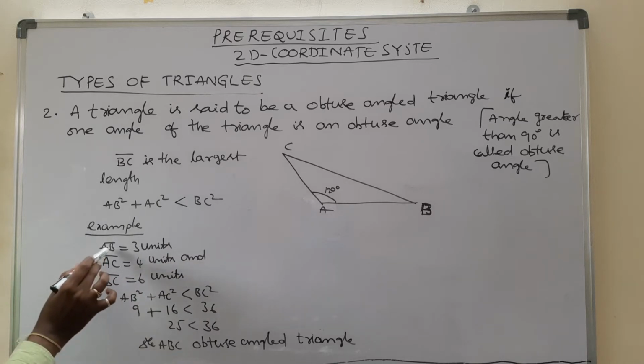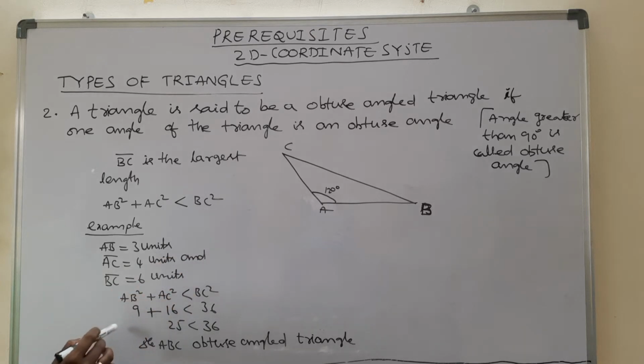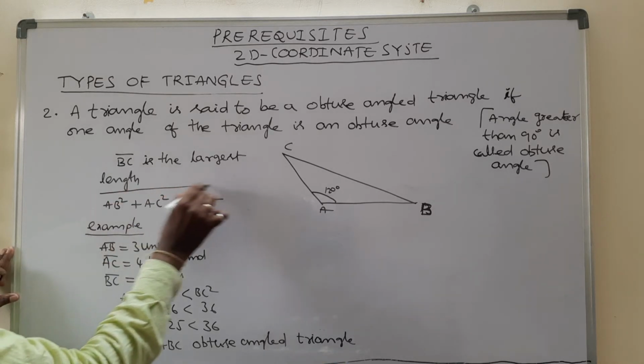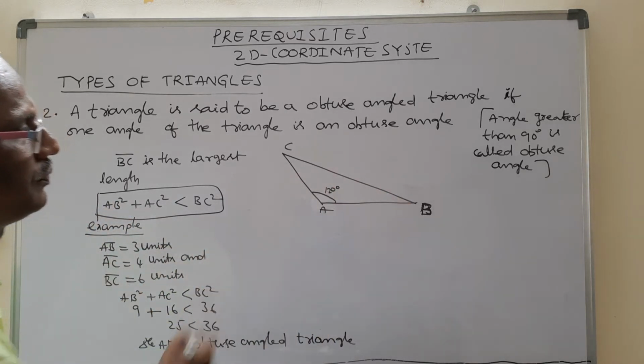For example, here AB equal to 3 units, AC equal to 4 units, and BC equal to 6 units. Applying the condition, AB square plus AC square less than BC square: AB 3 square is 9, AC 4 square is 16, less than BC 6 square is 36. 9 plus 16 is 25, which is less than 36. Here 25 is less than 36, so the triangle ABC is an obtuse angled triangle. This is the condition for an obtuse angled triangle. Always compare with the largest side.